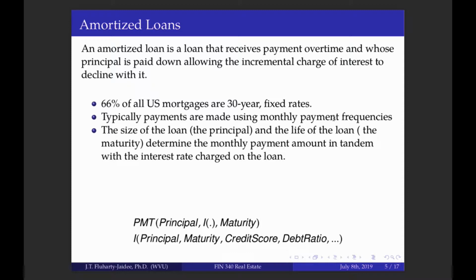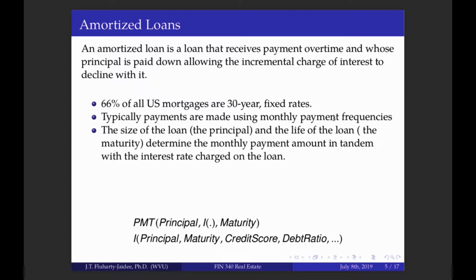66% of all U.S. mortgages are 30-year fixed amortized loans. So they have a fixed rate of interest and they're 30 years long, and they amortize over time. They're not interest paid and then a large payment at the end. Typically, these payments for houses in the United States are made on a monthly frequency. But again, we'll talk about in a little bit how you can save a little bit of money using a 26 period frequency. But for the size of the loans, we're going to have them declining over time.